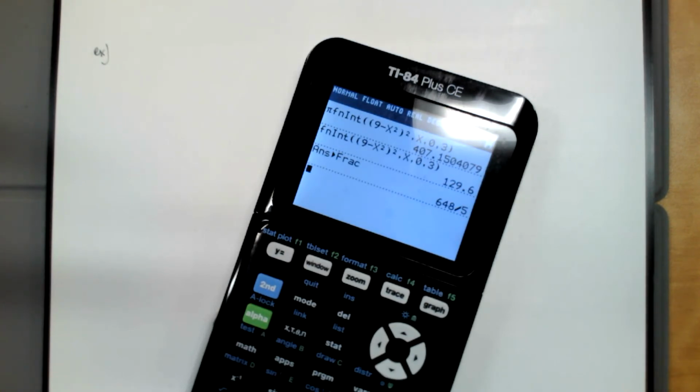I already know that if I ask you what the antiderivative of the square of the difference of 9 minus the square of x is, I know that you know how to do that. You just multiply it out, take it a term at a time.